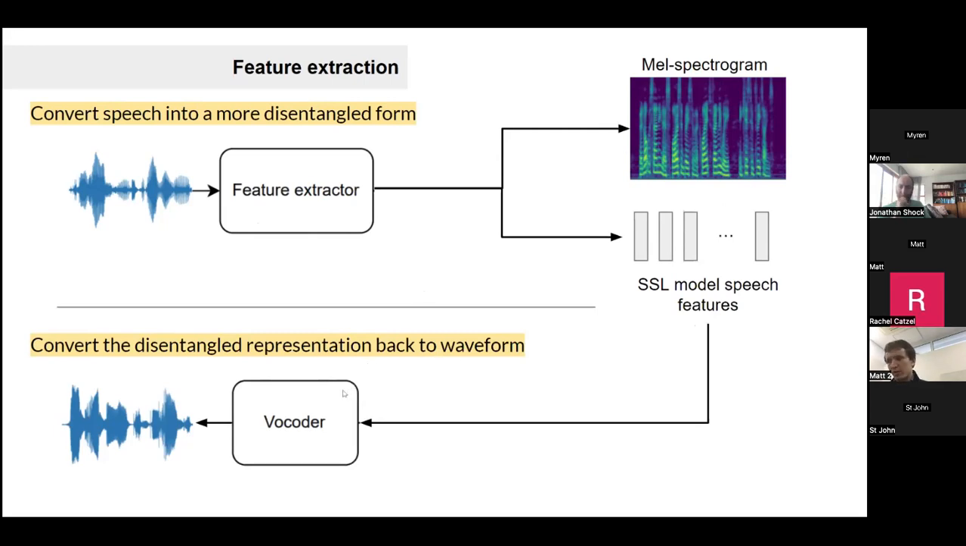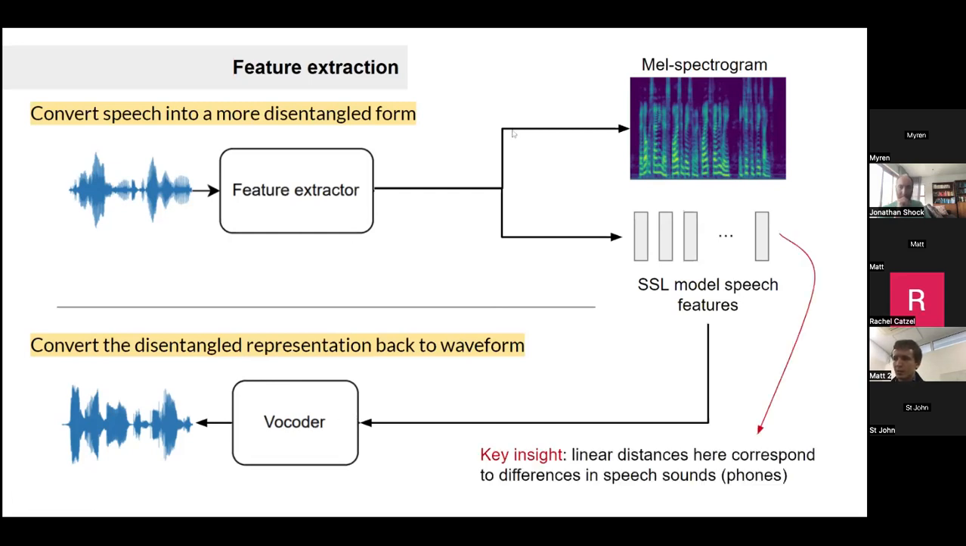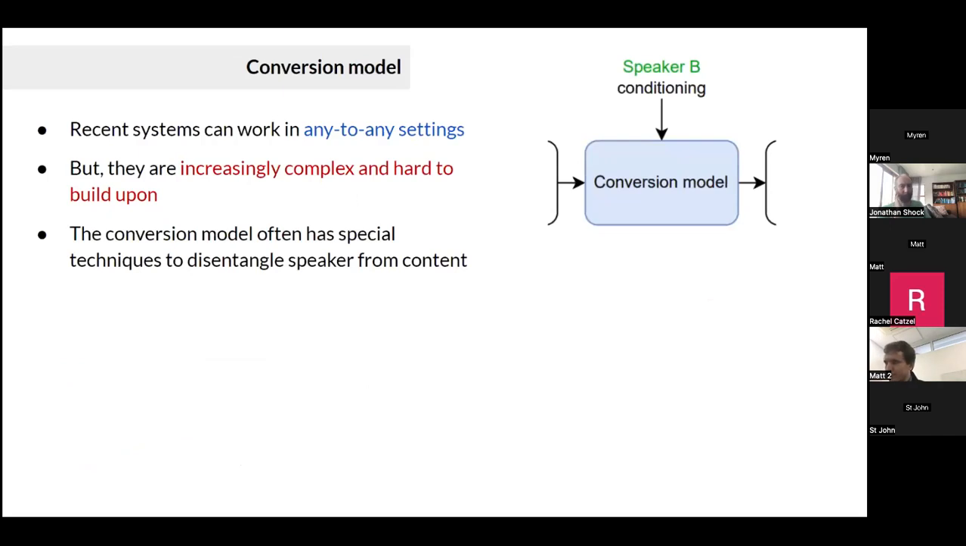In a vocoder, you just have these features and the target, so you can just train it. It's very simple. Typically, most voice conversion models aren't even involved with training. The key insight here is that with these self-supervised speech features, linear distances between them correspond to different speech sounds, different phones. I'll explain that in a little bit. We'll get back to that.